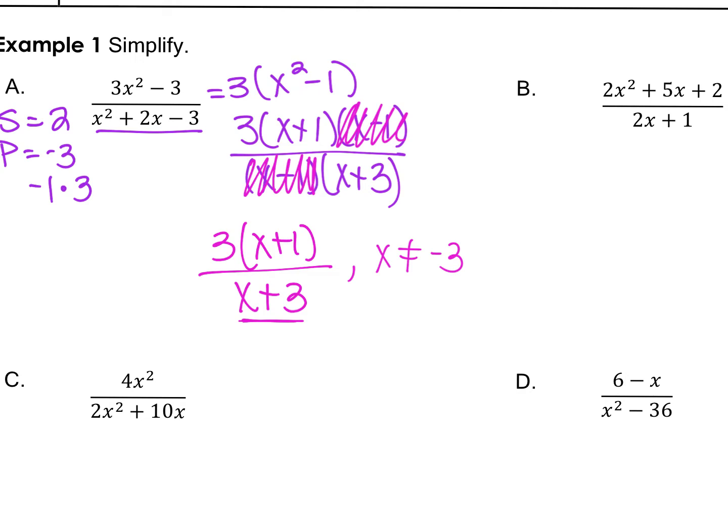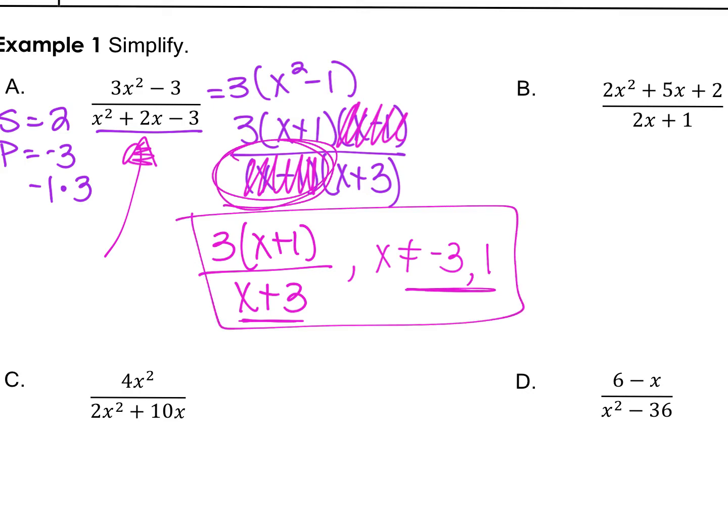Now I also have to look back up at the top, before I canceled. The other x value that it could not equal would be 1, because if I plug in a 1 up here to the original, that would also cause it to be 0. So make sure you're including both x values before you cancel. That would make it undefined. So there would be my answer.